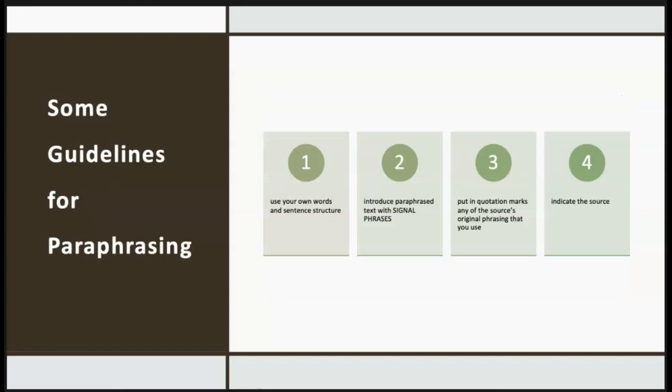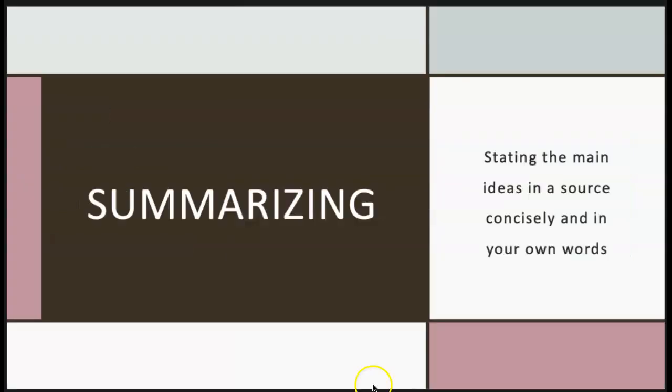Some guidelines for paraphrasing: use your own words and sentence structure. Introduce paraphrased text with signal phrases. Put in quotation marks any of the source's original phrasing that you use. Indicate the source. Make sure you've given credit to the source. Just because you put it in your own words doesn't mean this was your property. This was someone else's idea and their property.